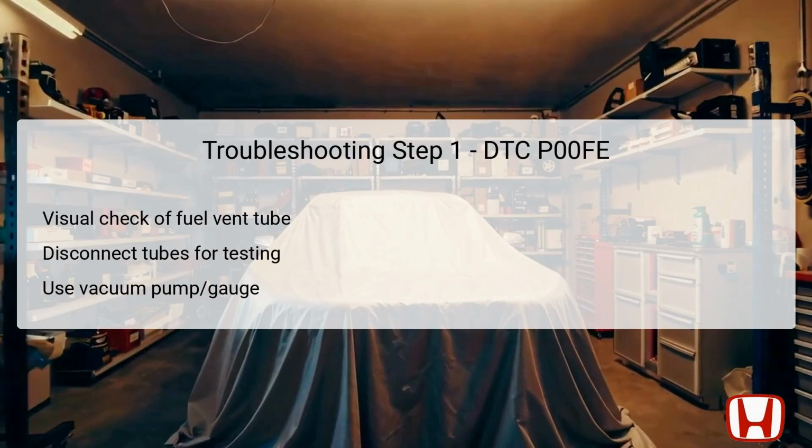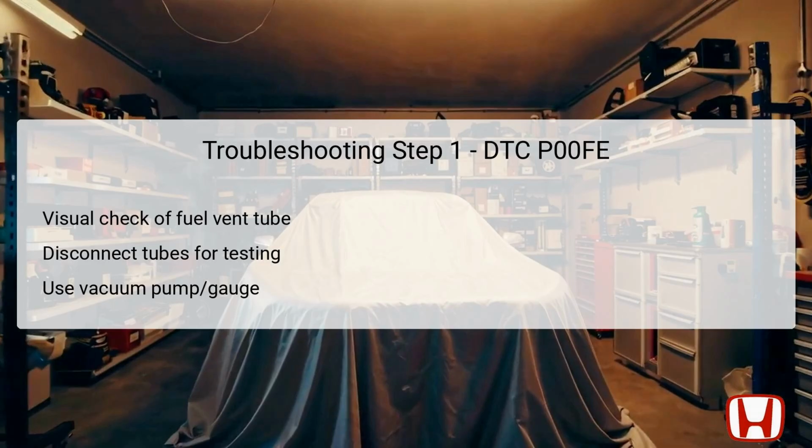The first troubleshooting step for addressing DTC P00FE is to conduct a visual check of the fuel vent tube. Begin by ensuring the vehicle is turned off and in the lock mode for safety. Next, disconnect the fuel vent tube from the fuel tank unit and the EVAP canister. This allows you to attach the vacuum pump and gauge directly to the fuel vent tube. As you apply vacuum to the tube, observe whether it holds the vacuum or not.